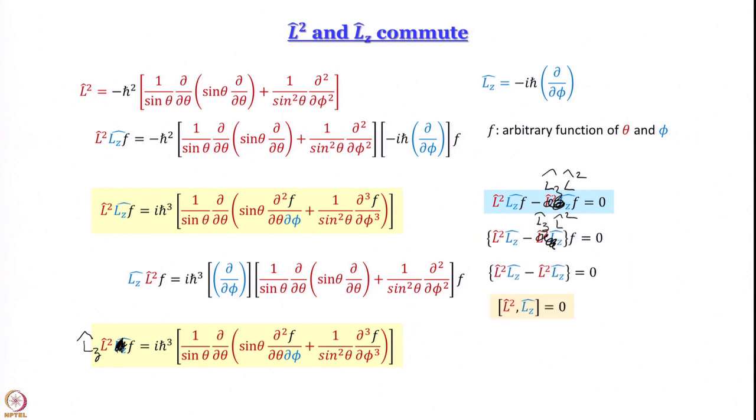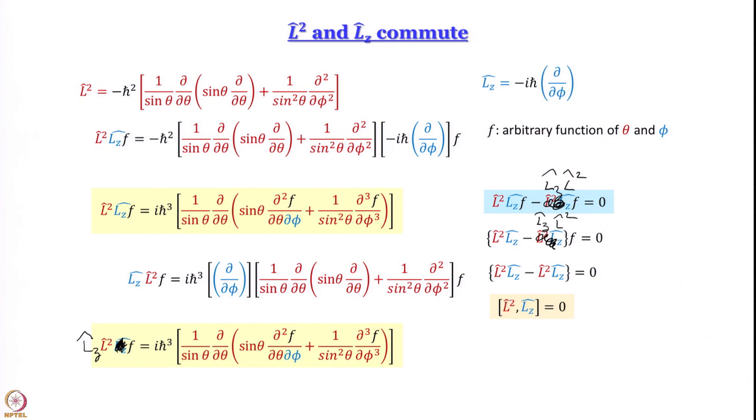Remember, this is a mistake. So, L square L z minus L z L square equals 0. This is how you write it. This cannot be a mistake, fortunately. The commutator is equal to 0. Commutator means this: L square L z minus L z L square. It is written as L square hat comma L z hat in square brackets. That is how you denote a commutator in quantum mechanics.